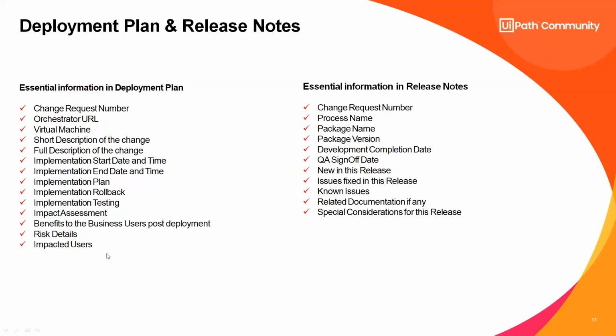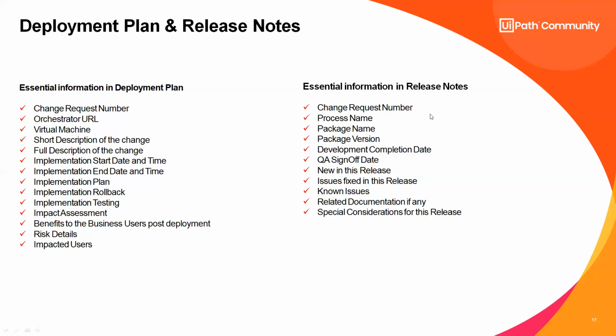For example, if you take one process, there are a couple of teams working on that process. So they are expecting emails from the bot. So we should clearly mention that these certain users will be impacted by this change. Okay. And then moving on to the essential information in the release notes.